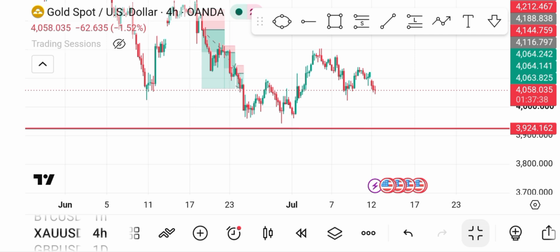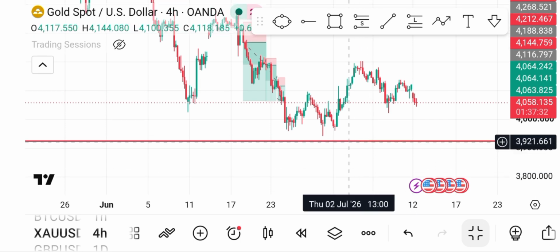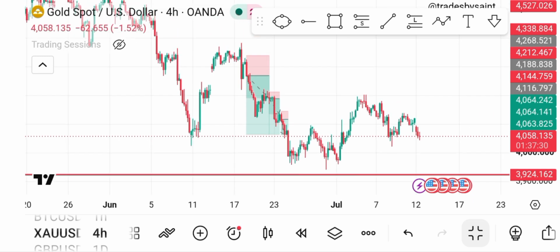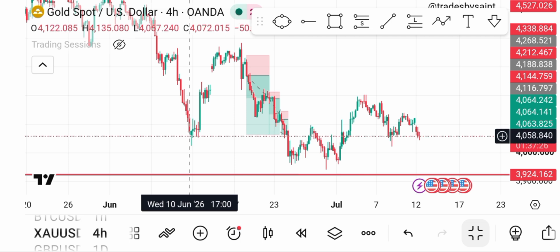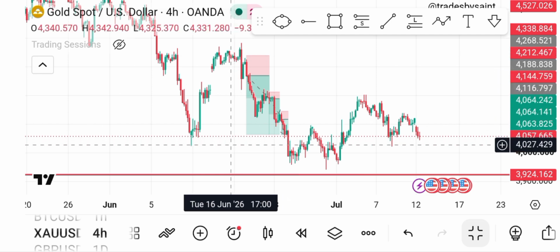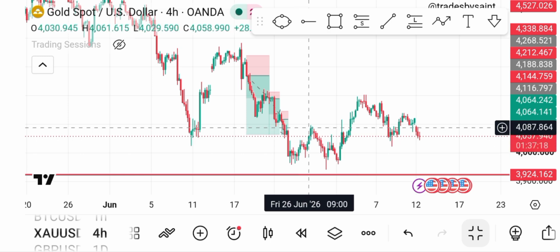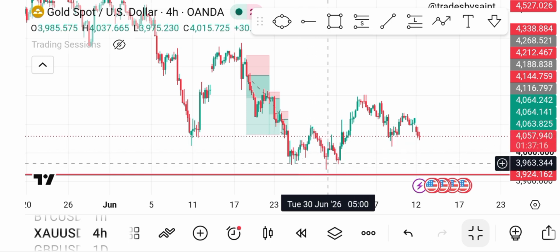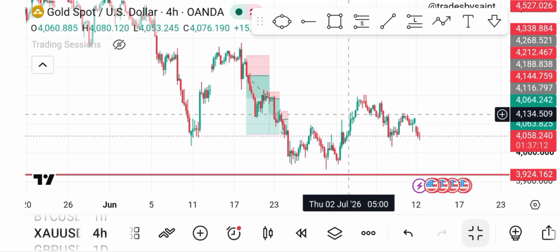So looking at 4 hours, you see that we had a lower high here. We had a lower low here, sorry, a lower high, a lower low. Look at this, this is a lower low. We had a lower high, equal low, another equal low, then he bought.